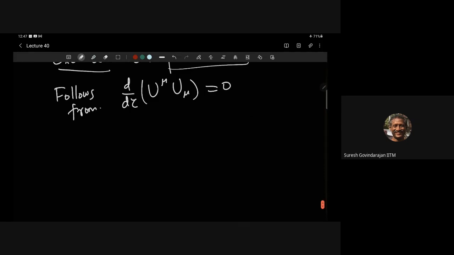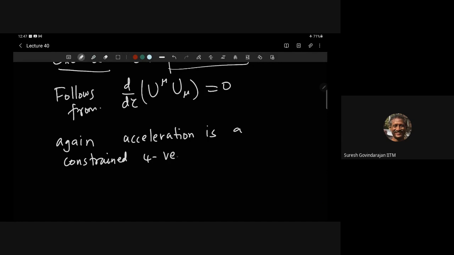Okay, so again, acceleration is a constrained 4-vector. What is the constraint? It's A mu U mu equal to 0, or the 4-vector A dot U is 0. Okay, now I just want to do a computation.